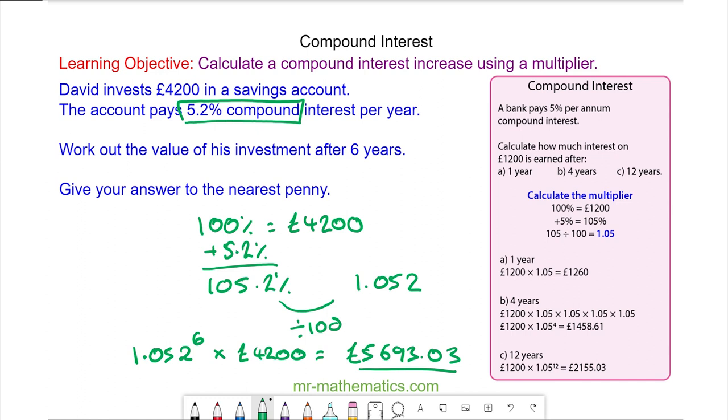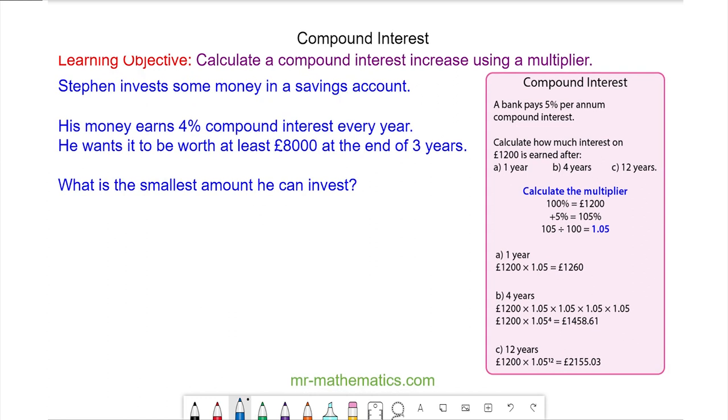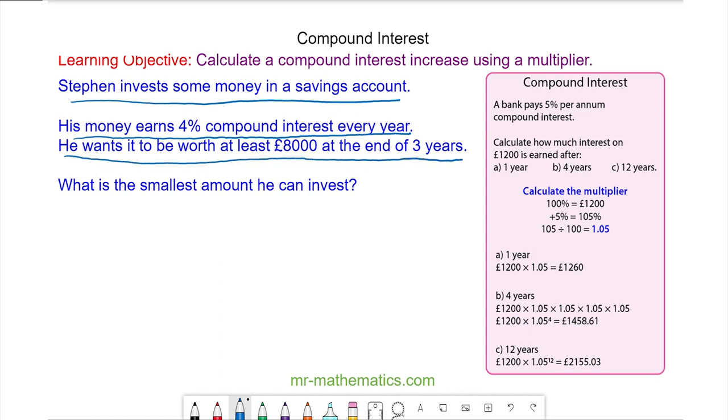Okay, let's try one more question. Stephen invests some money in a savings account. His money earns 4% compound interest every year. He wants it to be worth at least £8,000 at the end of 3 years. What is the smallest amount he can invest? This is slightly different to the previous questions, but the same method applies. Do you want to try this question yourself by pausing the video, and you can resume it when you're ready?